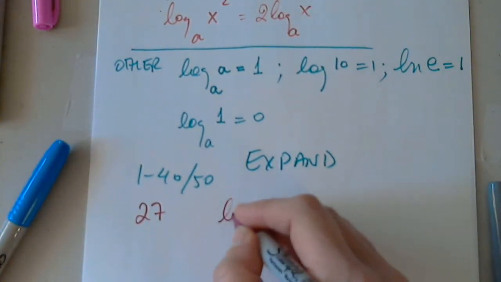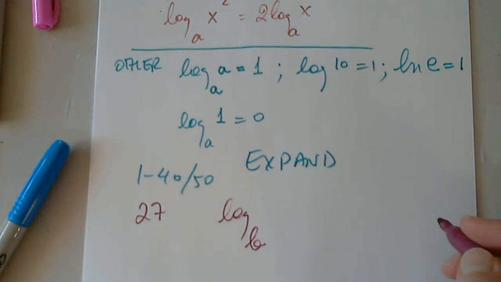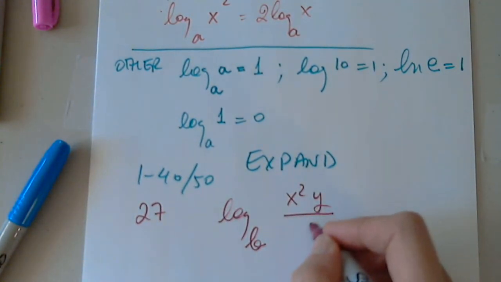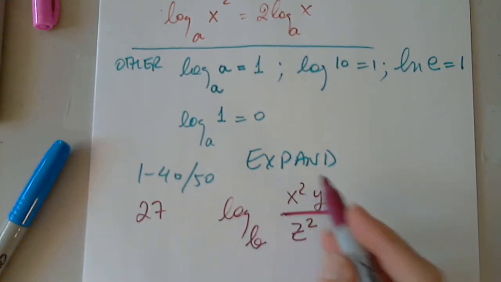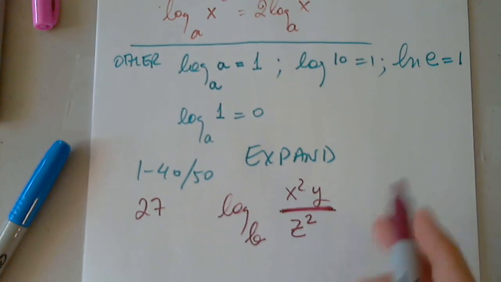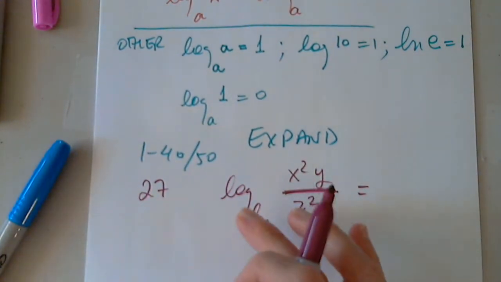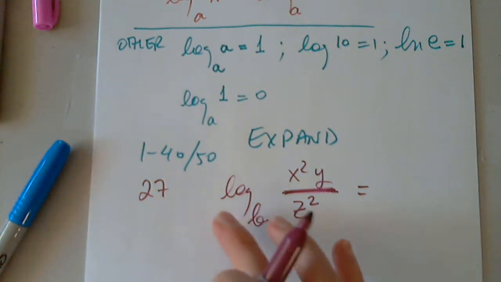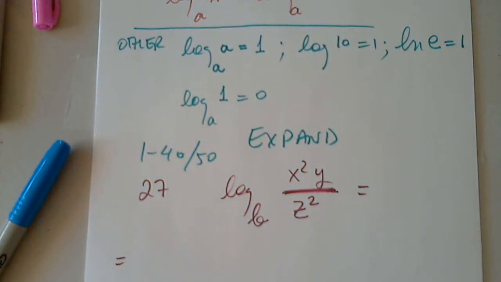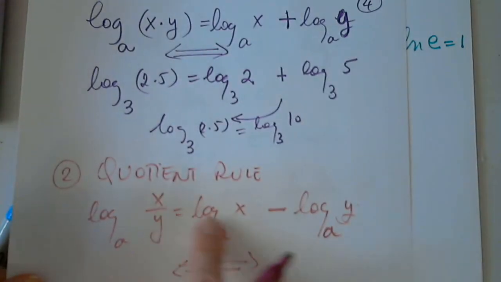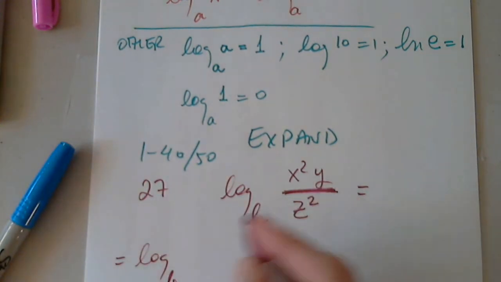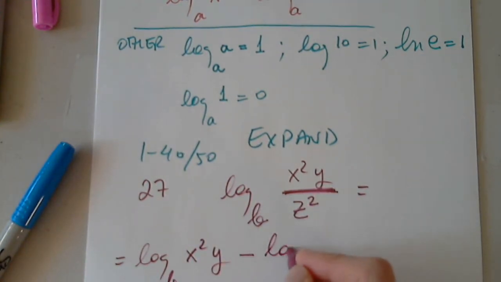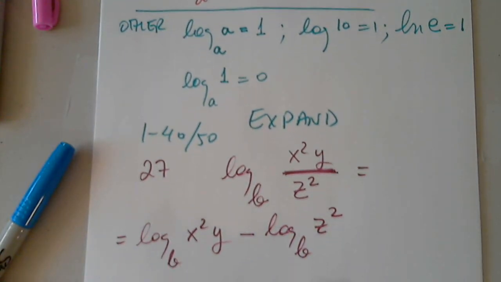In 27, I see log base b of x squared y over z squared. And I know we have a property for the ratio. That's how we start. If the expression has a ratio, we start with the ratio. And what do I know? I know that it's log applied to the numerator minus log applied to the denominator. And this was the rule right here. Log applied to the numerator minus log applied to the denominator. So log base b of x squared y, but minus log base b of z squared.